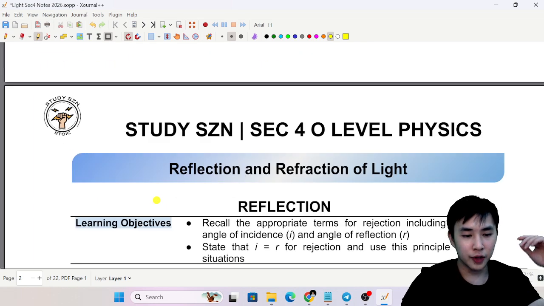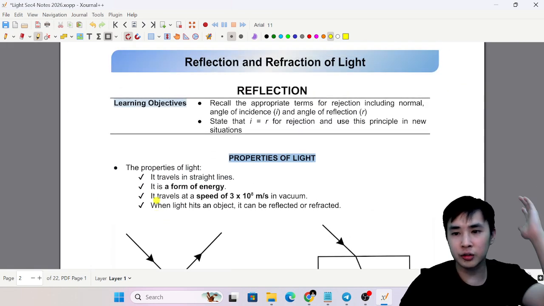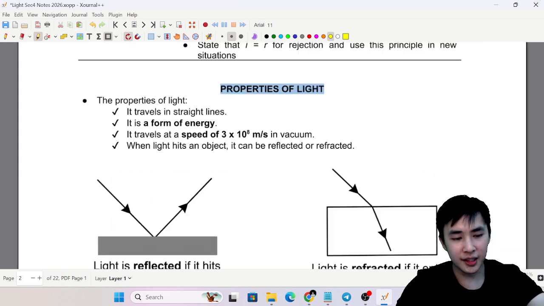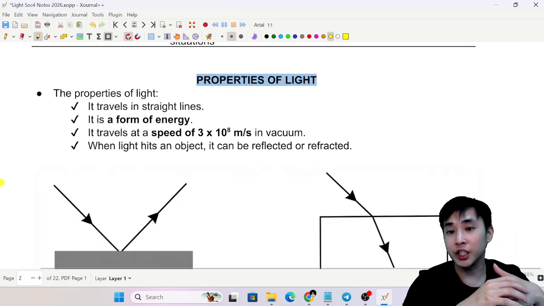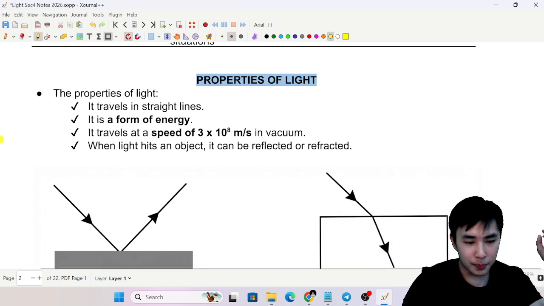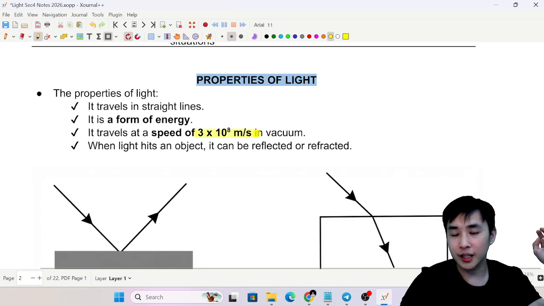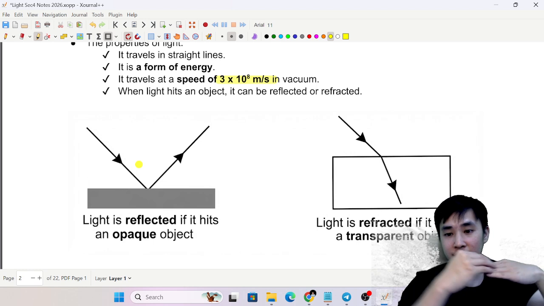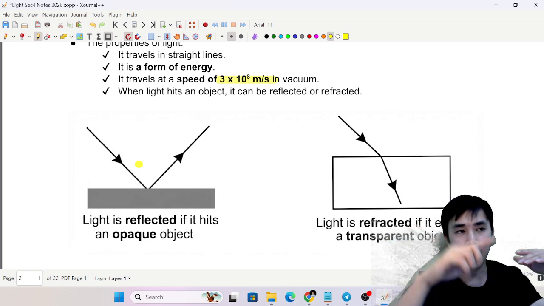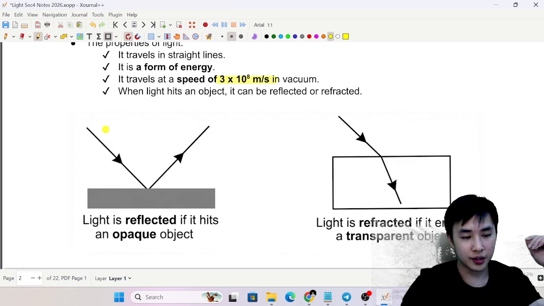If you take a look at the notes, you can download this from the website. These are a few main properties of light. The first thing is that light travels in straight lines, and it is a form of energy. Light has a speed of 3 times 10 to the power of 8 meters per second. Notice that when light hits a surface, if it's opaque, it will undergo reflection. So it looks something like this.